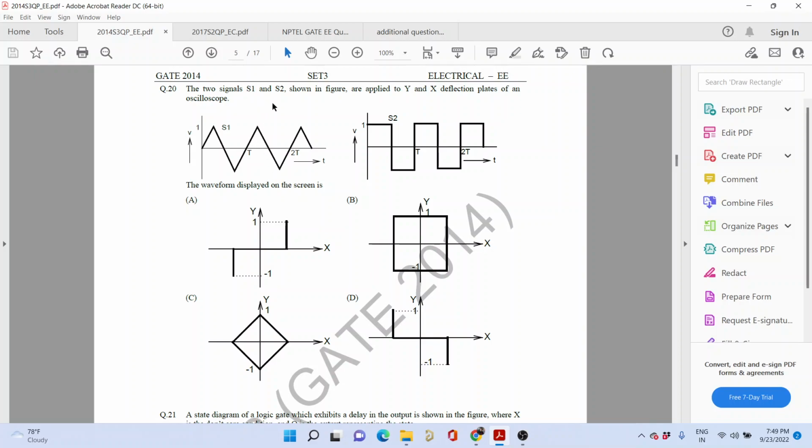There are two signals, S1 and S2, which are applied to the deflection plates of the oscilloscope. The signal S1 is this triangular wave that we have, S2 is this square wave, and these are the options given to you. What do you think would be the correct answer? D. C. C. Okay.